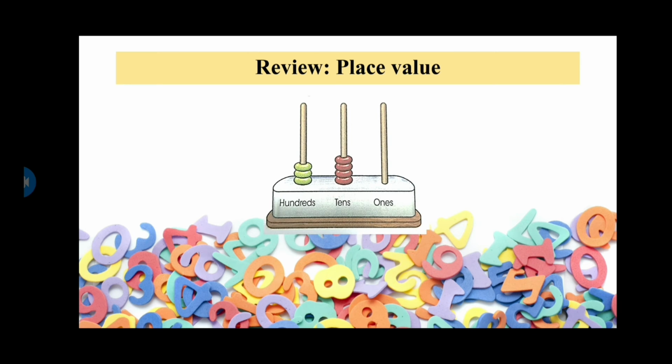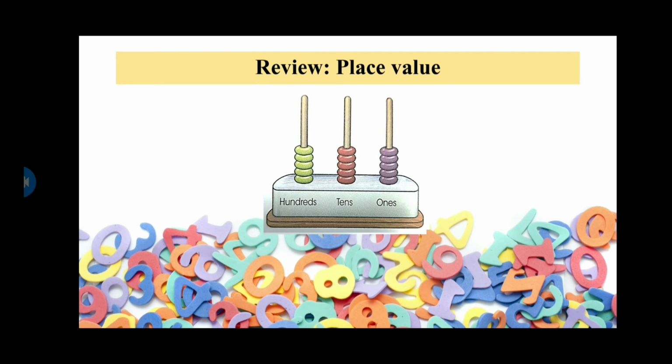How about this? What number can we find in here? We have 3 beads in hundreds, 4 beads in tens, and no beads in ones. Yes, 340. Great, that is the correct answer. Next, what number are we looking for? On this illustration, we have 5 beads in hundreds, 5 beads in tens, and 5 beads in ones.